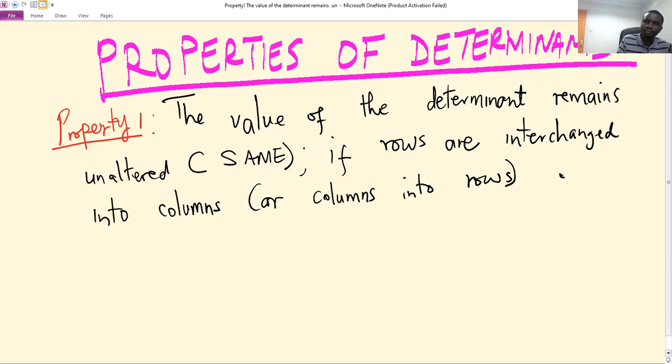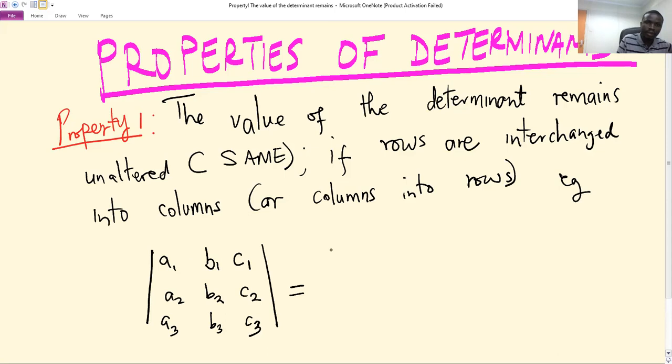So e.g., the determinant of the matrix A1, B1, C1, A2, B2, C2, A3, B3, C3, the value of this determinant is the same as the determinant of A1, A2, A3, B1, B2, B3, C1, C2, and C3.